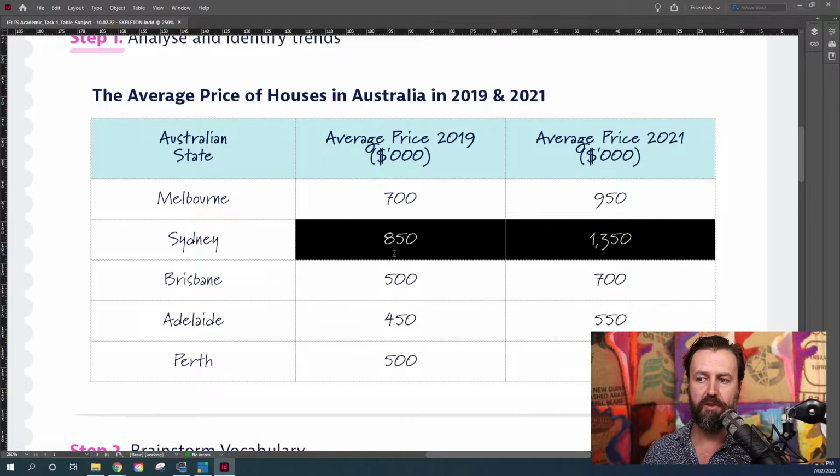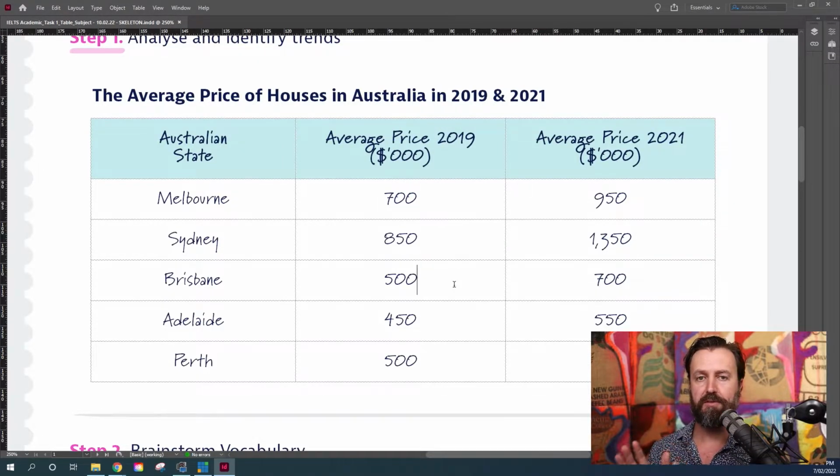The one that's unique is Sydney, and that can be talked about separately, which is going up by actually 500,000. Now, we don't have a lot of information here, but we can still quite easily write this piece of writing to ensure that we've given the examiner everything that we need to give them. So when they score us, we've shown the examiner that we have a level of knowledge when it comes to grammar, vocab, to enable us to get the score that we need.